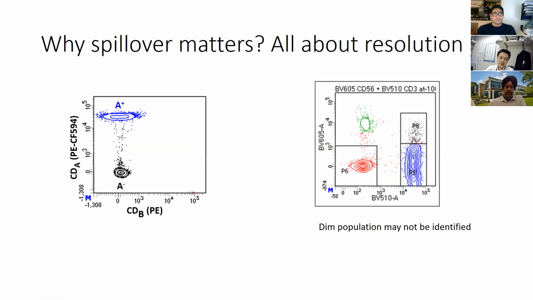So why do we worry about spillover? Because spillover will decrease the resolution. Remember, we just mentioned the stain index, right? The stain index represents the separation of the negative population from the positive population. That is a very good separation.